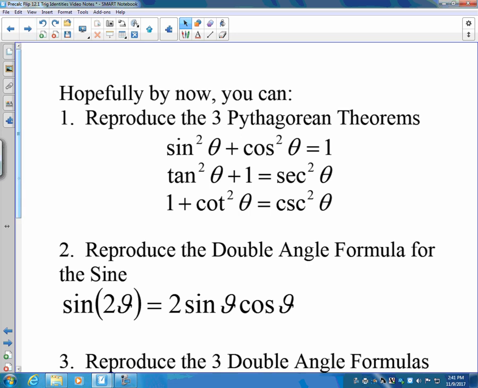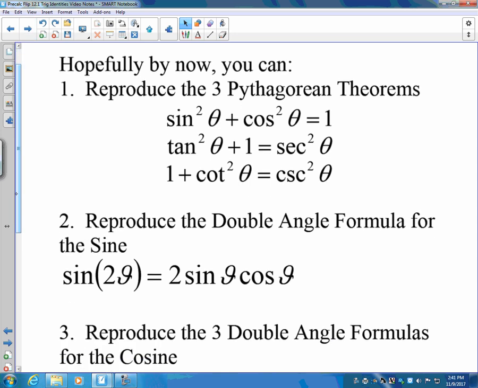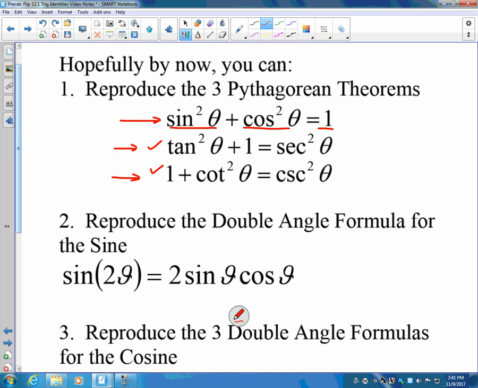So that's it. Hopefully by now you can reproduce these 3 Pythagorean identities. Sine squared theta plus cosine squared theta equals 1. Tan squared theta plus 1 equals secant squared theta. And 1 plus cotan squared theta equals cosecant squared theta. Yes, you have to remember those. Sorry about that. But remember, they all come from sine squared theta plus cosine squared theta equals 1. You could get these other two just by dividing both sides of the equation by cosine squared theta to get this guy, or dividing by sine squared theta to get that third one.